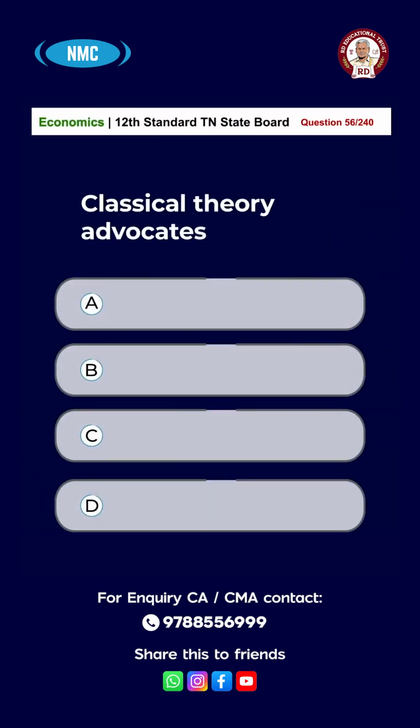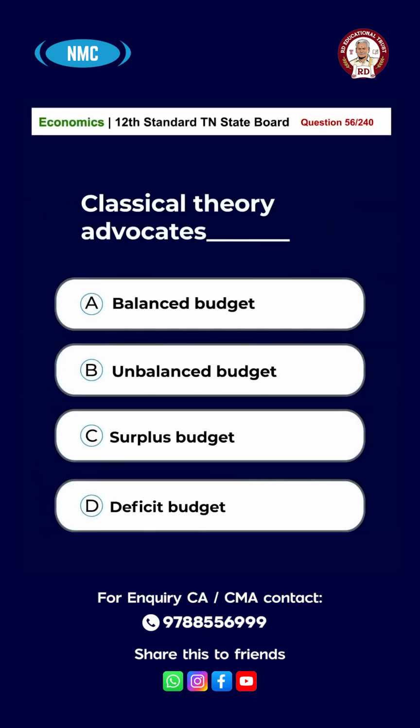Question number 56. Classic theory advocates A, balanced budget, B, unbalanced budget, C, surplus budget, D, deficit budget. The answer is option A, balanced budget.